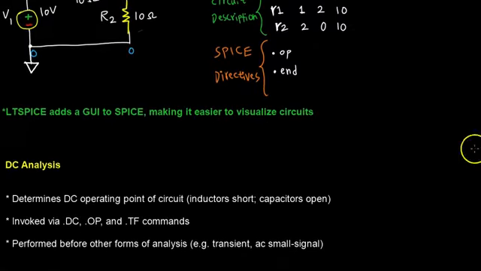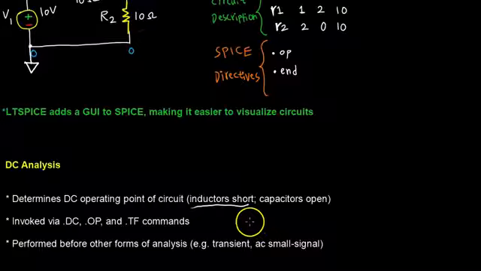And let's real quick talk about DC analysis. There are other types of analysis such as transient, AC, etc. But we're only going to be talking about DC analysis for a while, since we want to get familiarized with that, and that's what suffices for now. So DC analysis determines the DC operating point of a circuit. This might not make sense right now, but it treats inductors as short circuits and capacitors as open.